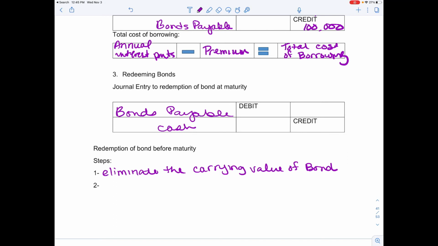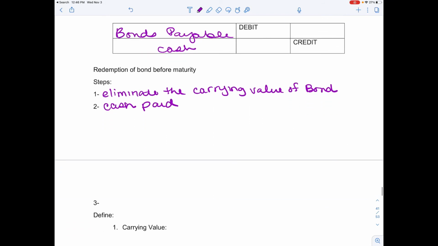The carrying value is that bonds payable, and getting rid of that and recording the difference in the premium or discount that you have. Next, we're going to record the cash received, or cash paid, sorry. And finally, then we can recognize step 3, recognize the gain or loss.